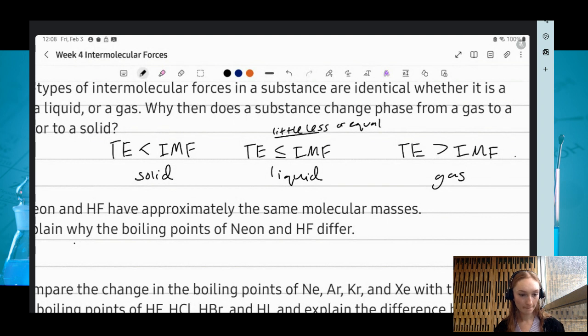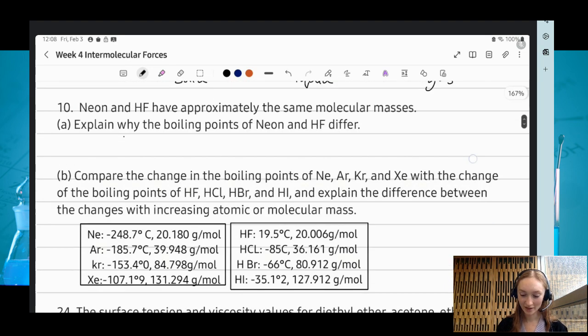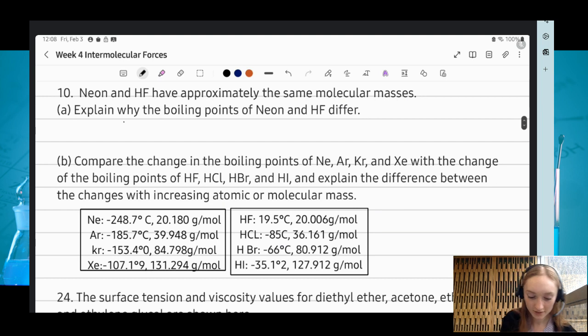And B, compare the change in the boiling points of neon, argon, krypton, and xenon, I believe that's how you say it, with the change in the boiling points of HF, HCl, HBr, and HI, and explain the difference between the changes with increasing atomic or molecular mass. That is a lot to take in, but here it's all written out. So we're going to work on 10A for the first part.